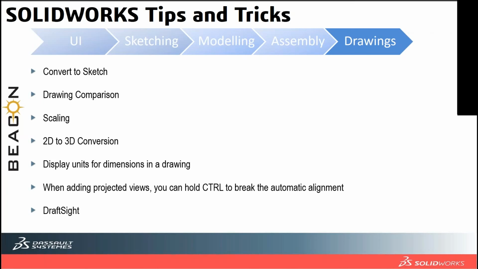2D to 3D conversions. When I right click on the command manager, you see some 2D to 3D conversion tools. If you have some AutoCAD files, just drag and drop them inside your SolidWorks interface, that is the graphical area, and you have options to convert to 2D and 3D as well. And when adding projected views, when you hold control, it automatically breaks the alignment.